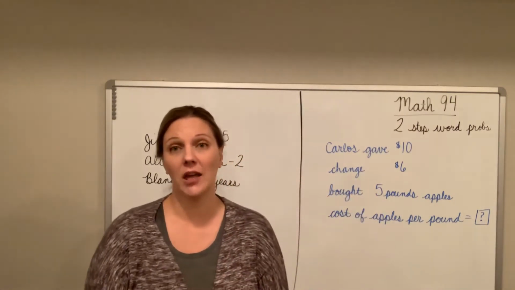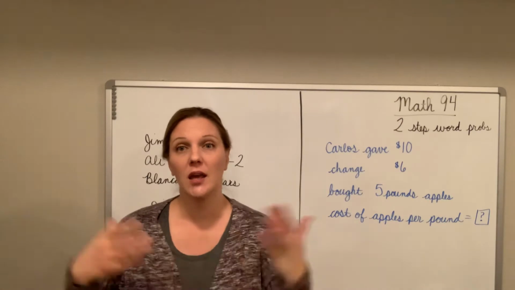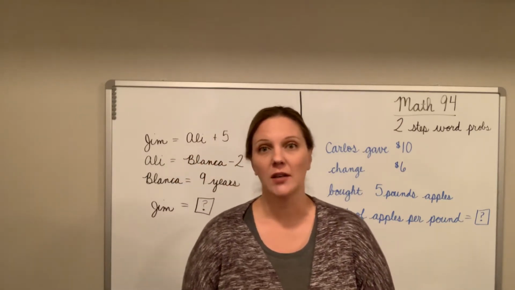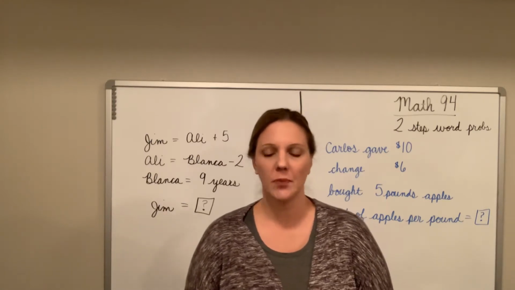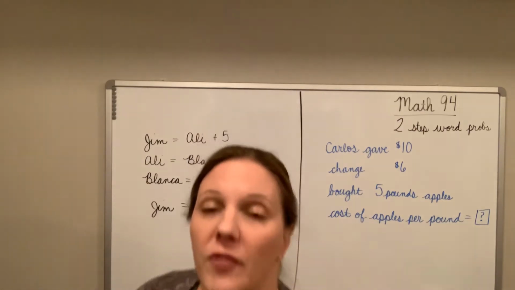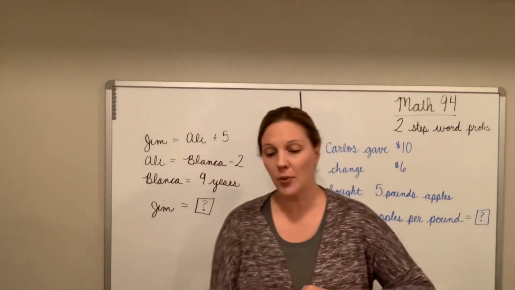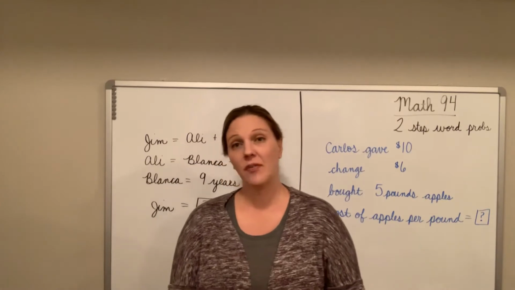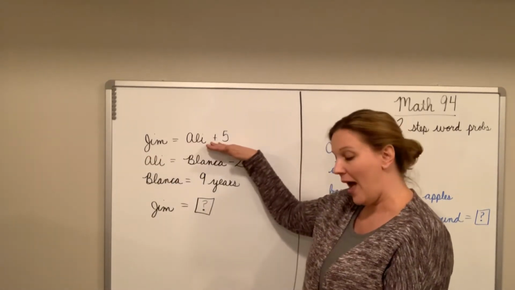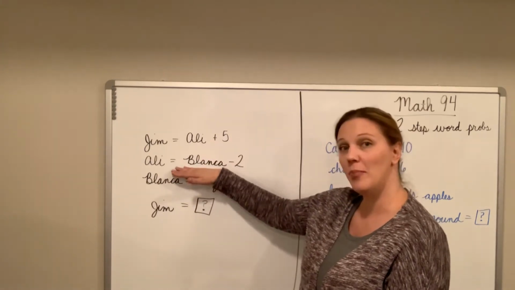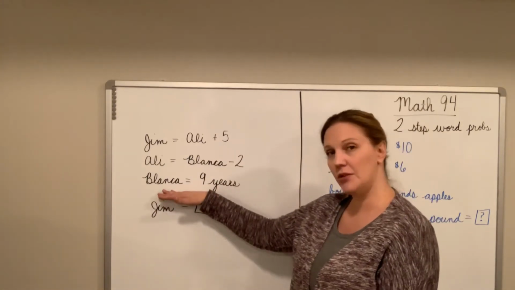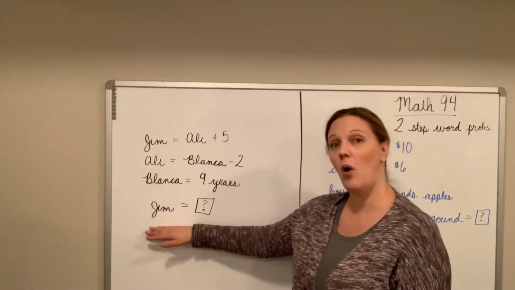So let's go ahead and look at an example that they give us in our book, solve it together, and then we'll try doing some on your own so you can see what I mean by two-step word problems. Okay, so our first problem is figuring out the age of some people. And our book tells us that Jim is 5 years older than Allie. So Jim is Allie's age plus 5. Allie is 2 years younger than Blanca. Blanca's age minus 2. And Blanca is 9 years old. The question is, how old is Jim?